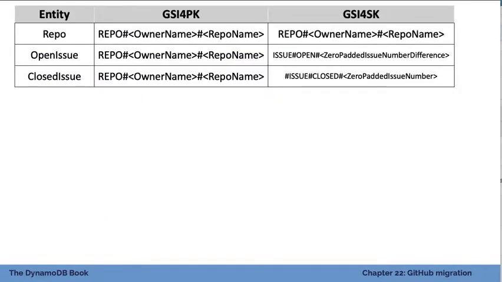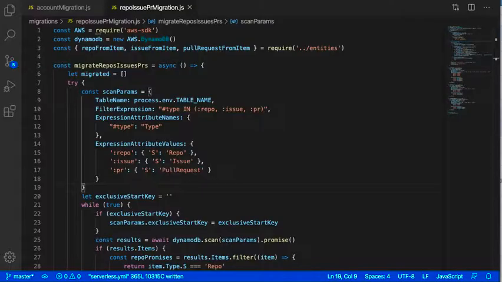So if we look here, update our entity chart, we've got GSI4 PK with all those different items. All of them are going to have repo hash owner name hash repo name for that partition key. And then we're going to be using that sort key to make sure we place that repo item between the open and the closed issues. Likewise, same thing with GSI5, going to put that repo right in the middle of those open and closed pull requests.